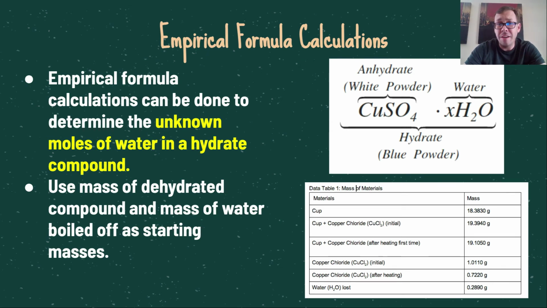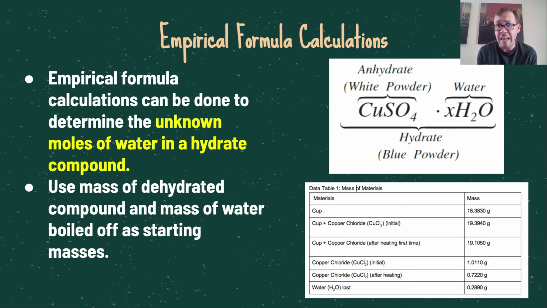So empirical formula calculations can be used to determine the unknown moles of water in a hydrate compound. Now, as you may guess, a hydrate compound contains water. So for example, in the top right here, we have copper sulfate hydrate, and we have copper sulfate there, and some number of molecules of water. In this case, it is unknown.